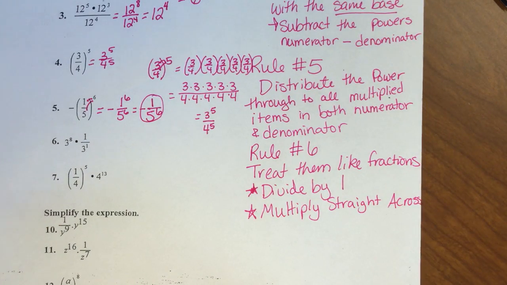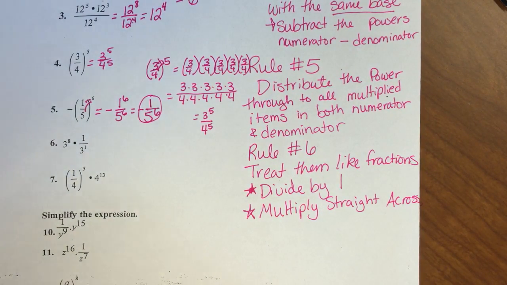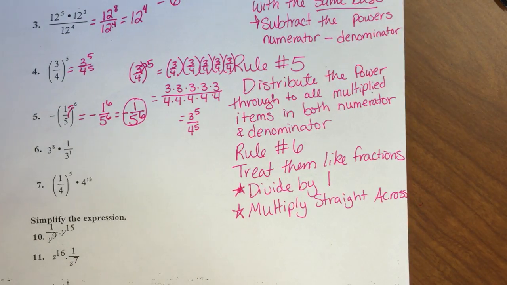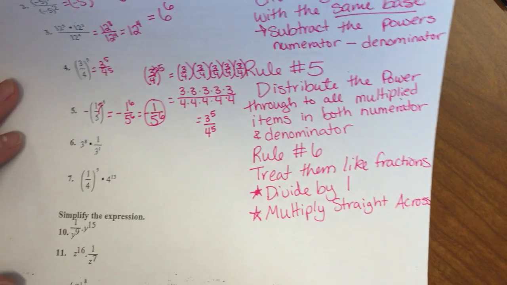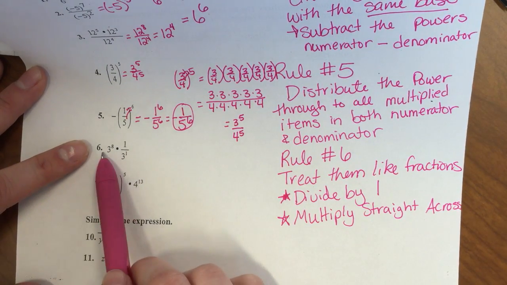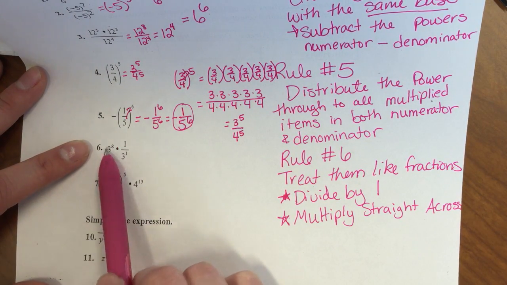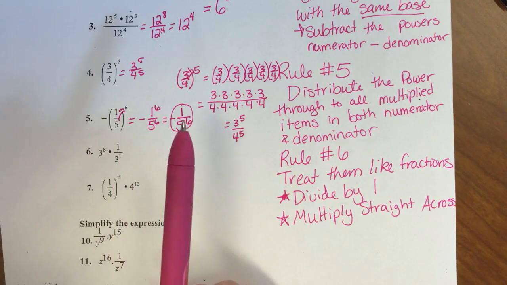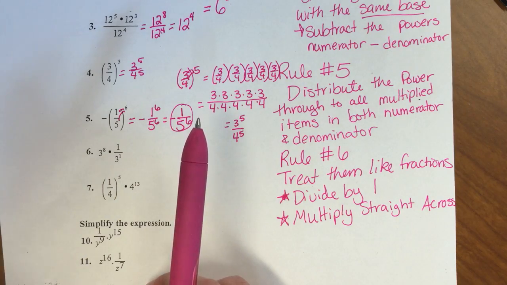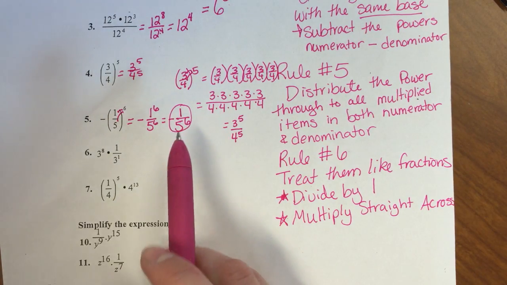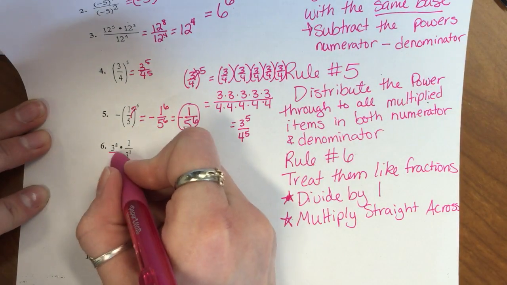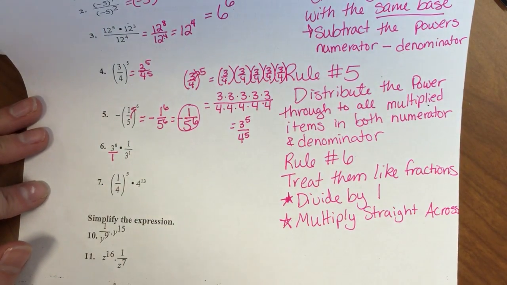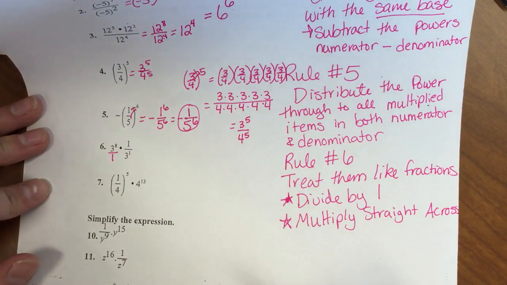Okay, so we can treat them like fractions. We can divide them by 1 without changing anything. We can multiply them straight across. Okay, so I have an exponent times a fraction with an exponent. So I'm going to make them both look like fractions by dividing the 3/8 by 1. Now, I have a fraction times a fraction, so I'm going to multiply my fractions straight across.